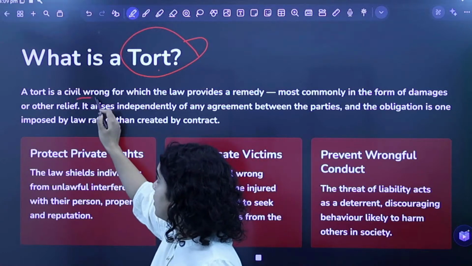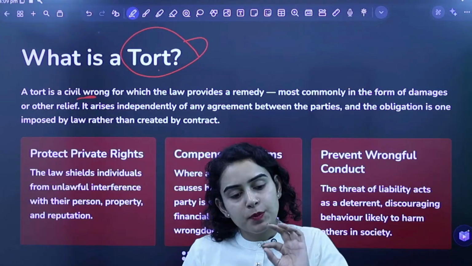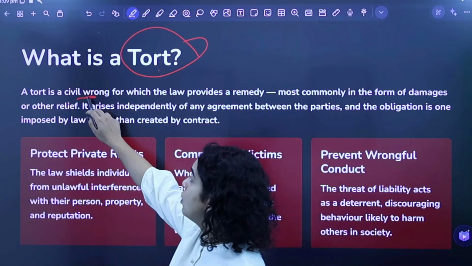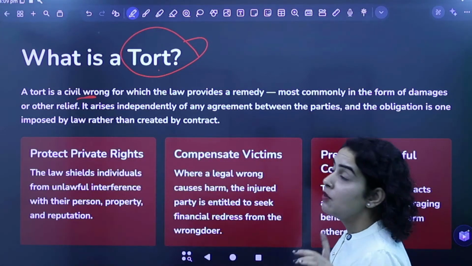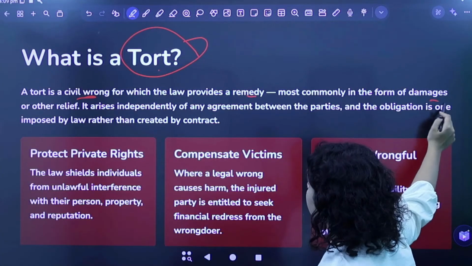Tort is a civil wrong. One thing is very clear: nothing criminal is happening here. It is purely civil in nature. So, tort is a civil wrong for which law provides a remedy, most commonly in the form of damages.